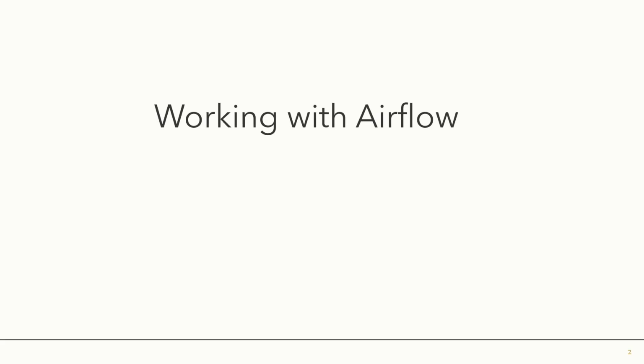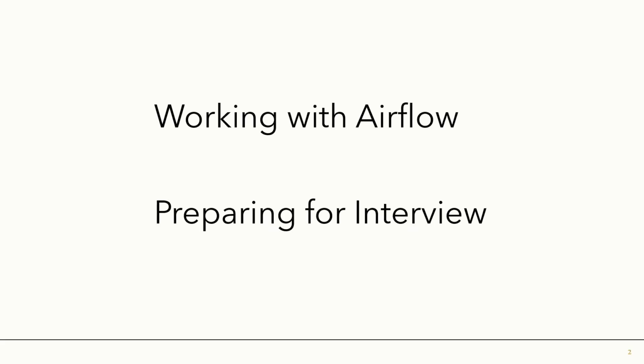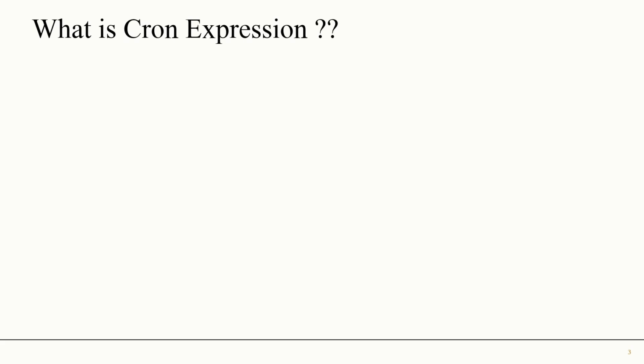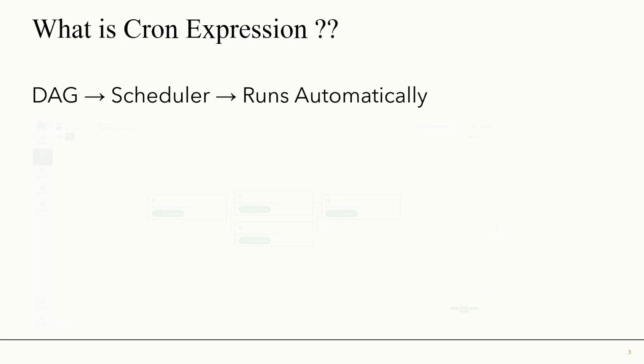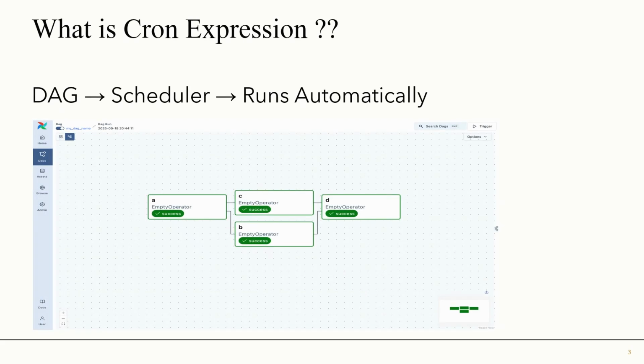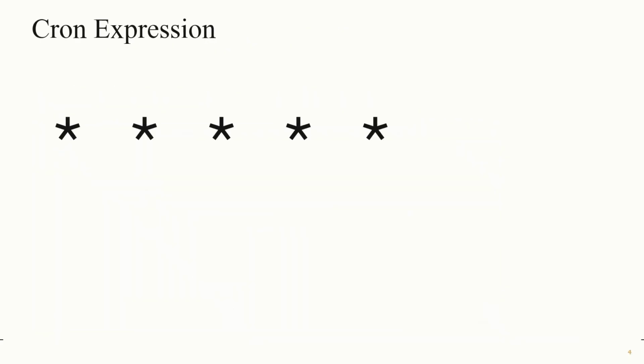So, if you are working with Airflow in production or preparing for an interview, Cron Expression is super important. So, what is Cron Expression? Airflow uses cron expression to schedule DAGs. A cron expression is a string comprising 5 fields separated by white space that represents a set of times, normally as a schedule to execute some routine. In simple words, a cron expression defines when your workflow should run automatically.